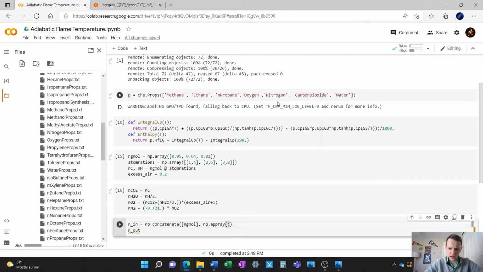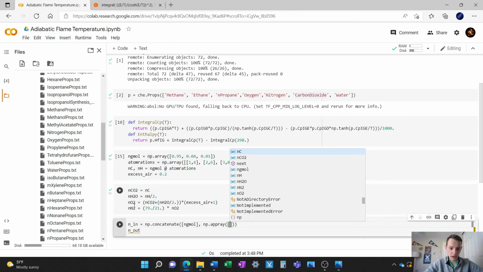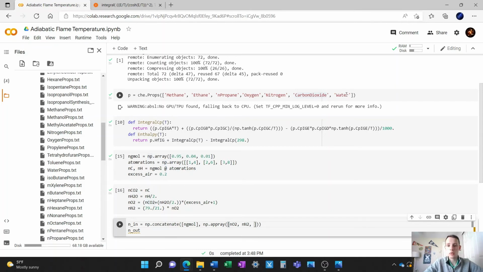Okay, what about our oxygen and nitrogen? Well, we can do that in proper order because we have those up here. So we have NO2, and then N2. Now what about our carbon dioxide and water? Here you have to be a little careful, right? So this is what's going in. So these are going to be 0 going in. Okay, excellent. So that's specified.